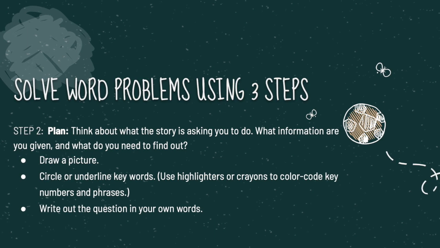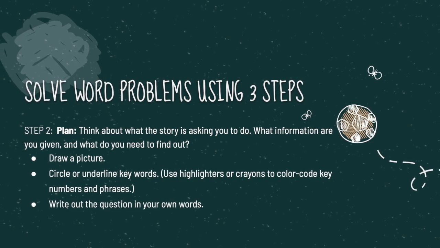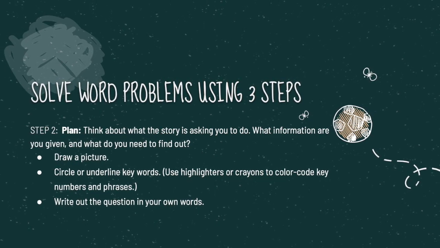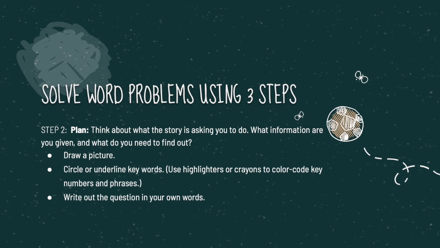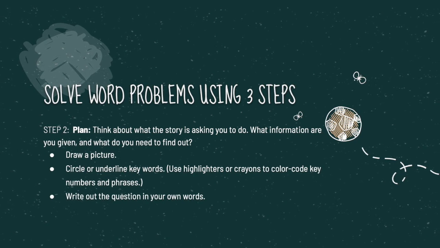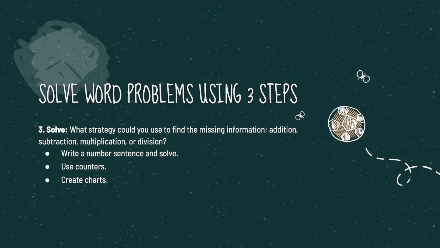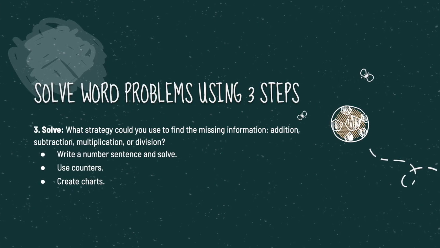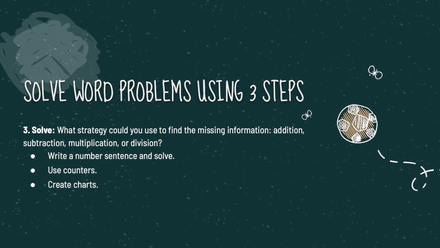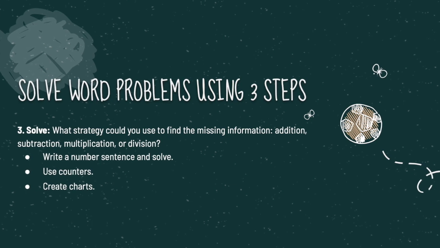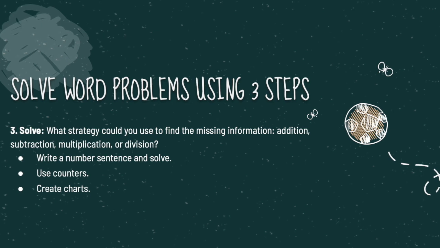Step 2. Plan. Think about what the story problem is asking you to do. Here you can draw pictures, you can use a highlighter, you can reword the word problem in your own words. You want to make a plan to solve the word problem during step 2. Step 3. This is where we want to focus on the missing information. So we want to create our equation, apply all the information that is known, and identify the operation we will use to solve the equation or the word problem in order to find the missing information.